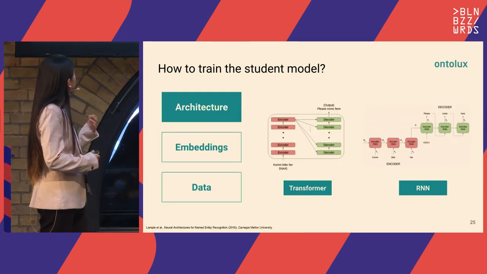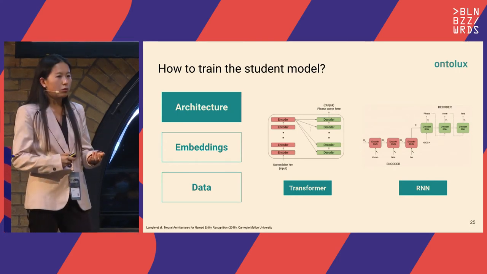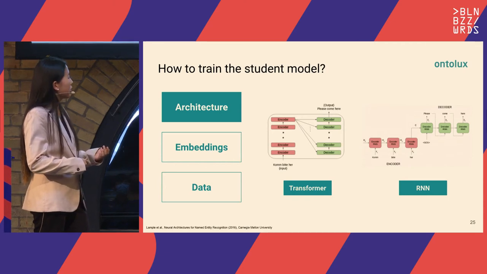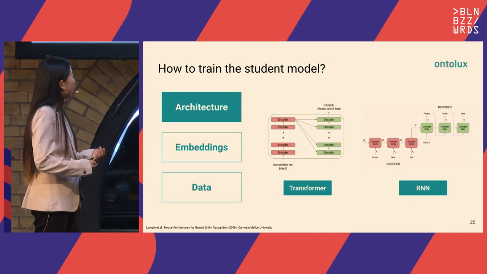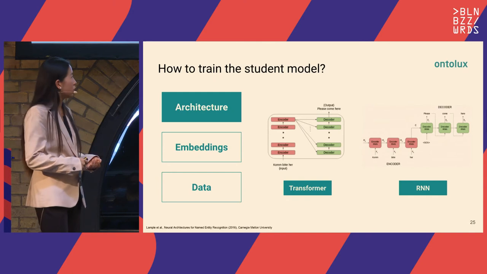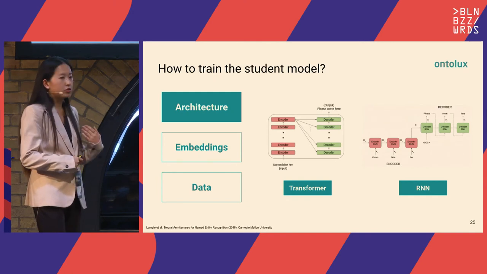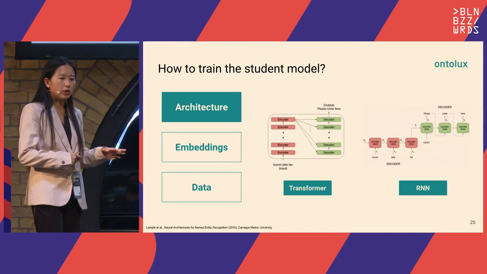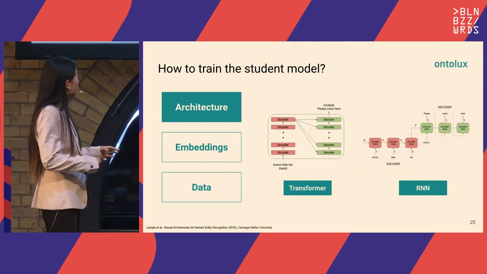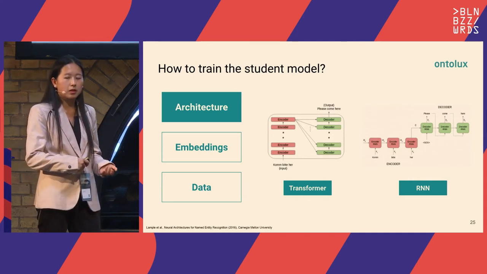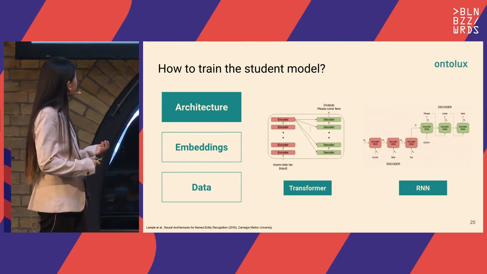So for the architecture choice, nowadays the most popular architecture is the transformer architecture. However, before the transformer architecture came to the picture, recurrent neural network based models also performed quite good. And it has the advantage that when the model size is small enough, it actually outperforms the transformer model. So for our use cases, we decided to take an RNN based model as our student model.